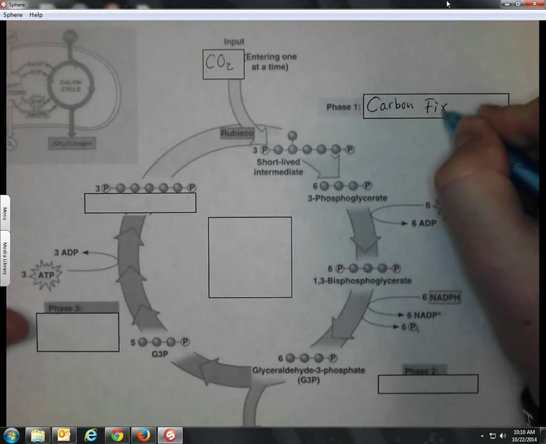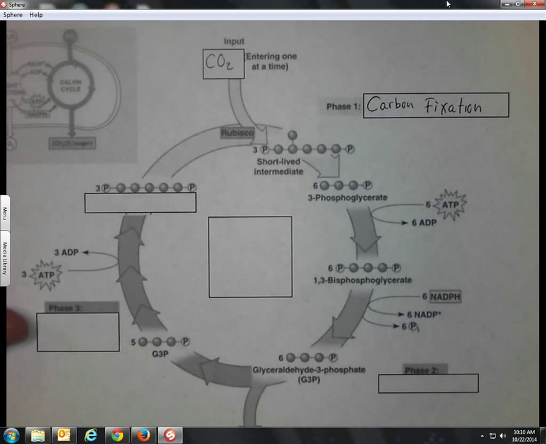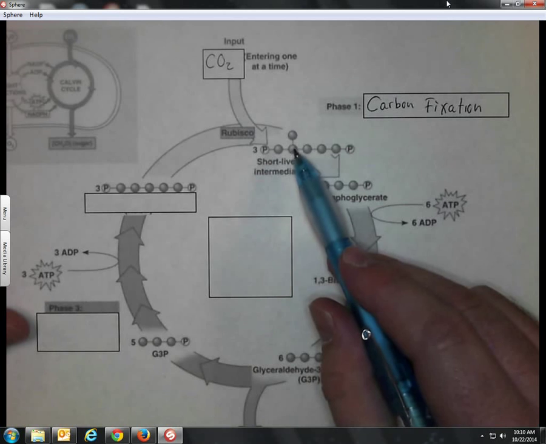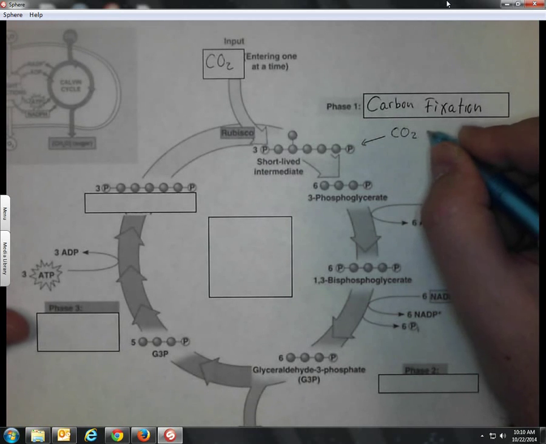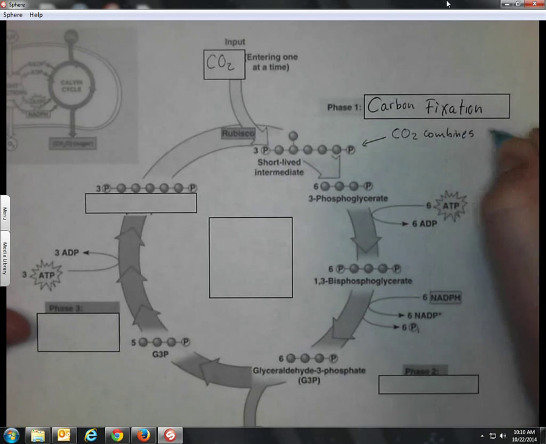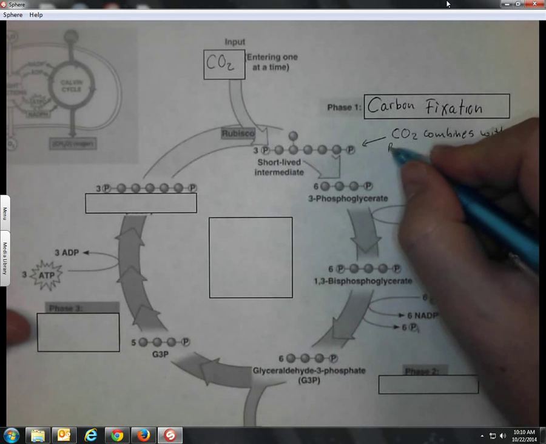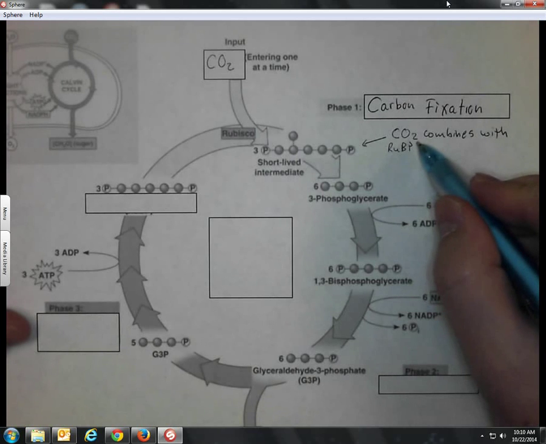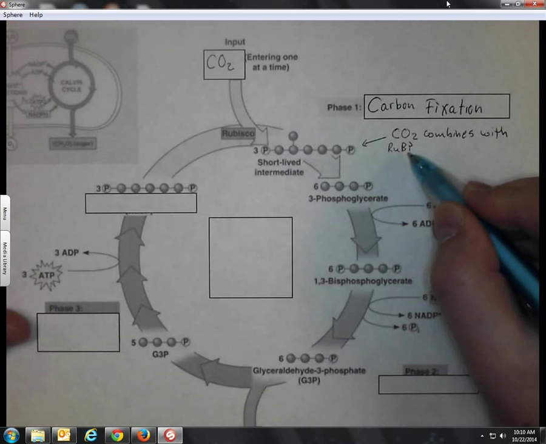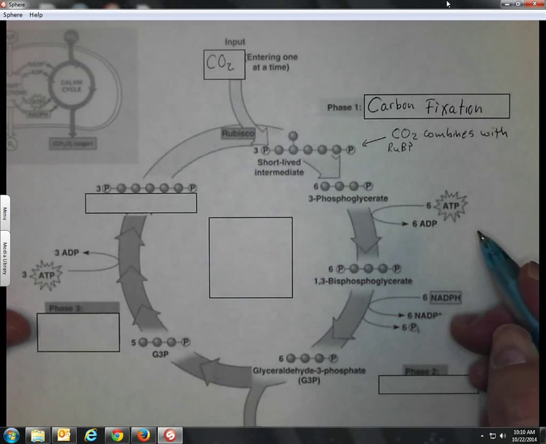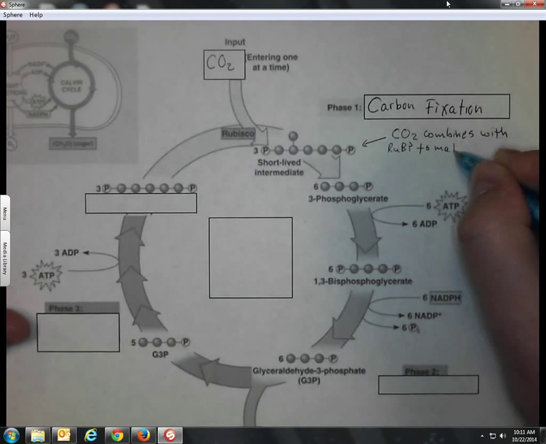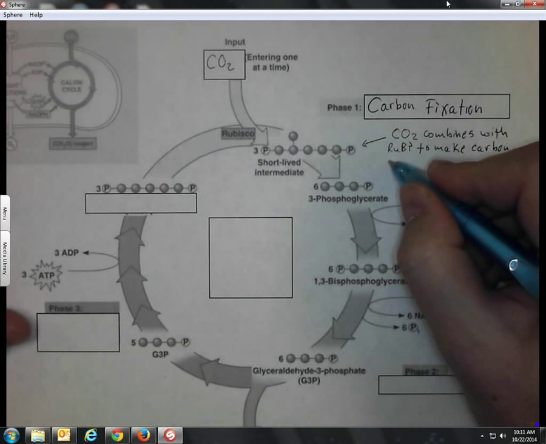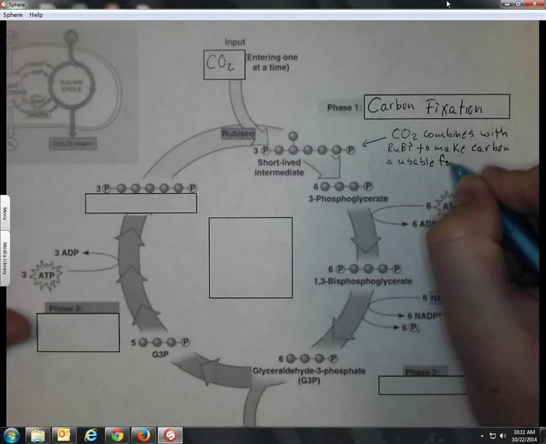And what is happening in phase 1? Here is this RuBP molecule, alright, that's going to combine with the carbon from carbon dioxide, or carbon dioxide is going to combine with this RuBP. And the reason it does this is to make carbon a usable form. Or it's going to convert the carbon in carbon dioxide, when it combines with RuBP, into a usable form. The process is carbon fixation.